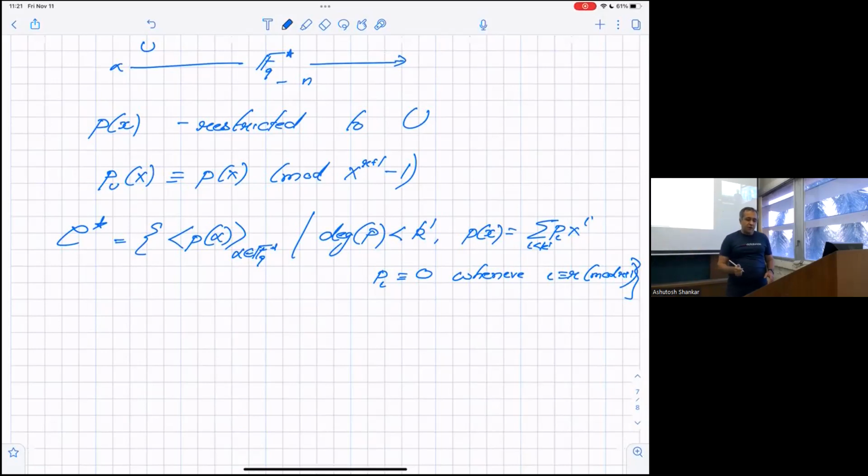So C* is our final code, and then you can check by dimension counting. The dimension has dropped from K′ a little bit, and how much it has dropped will be exactly the number of coefficients we zeroed out. So you can figure that out. How many are being zeroed? That many are dropping the dimension. This will be the code.